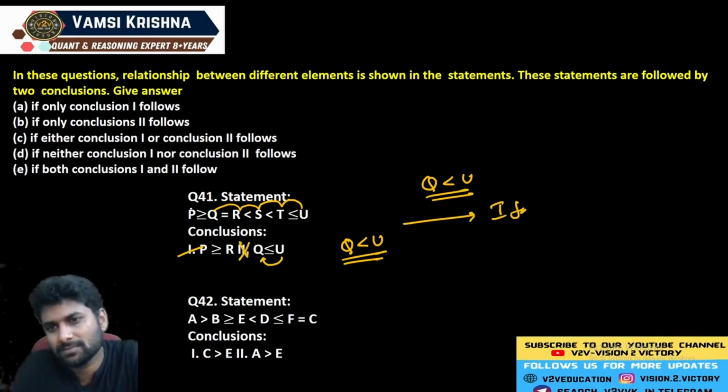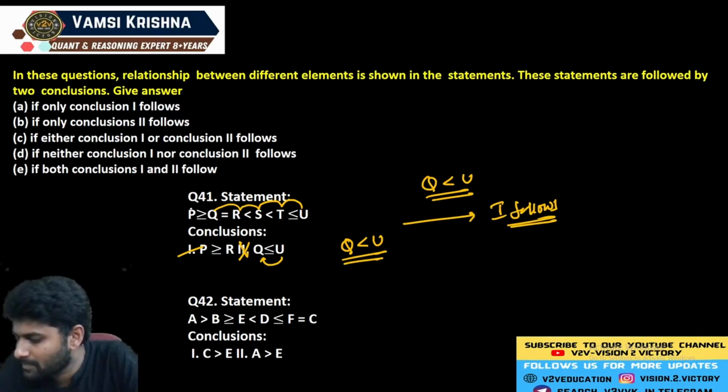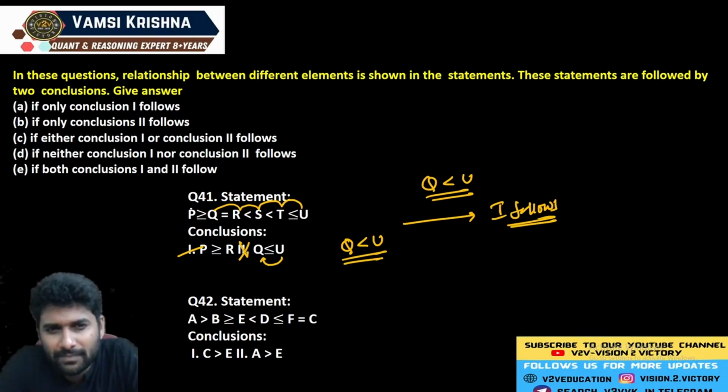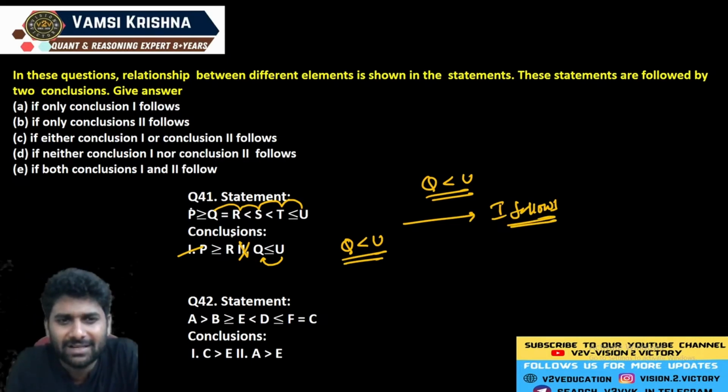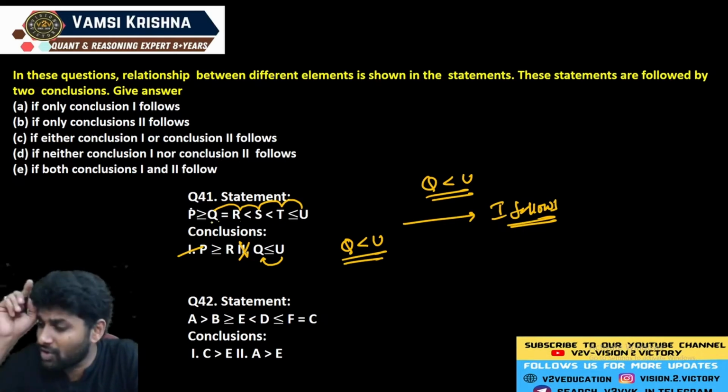1 follows. See here, Q is equal to R, means Q is always less than S. S is always less than T. Definitely Q is always less than Q. Not at all equal.